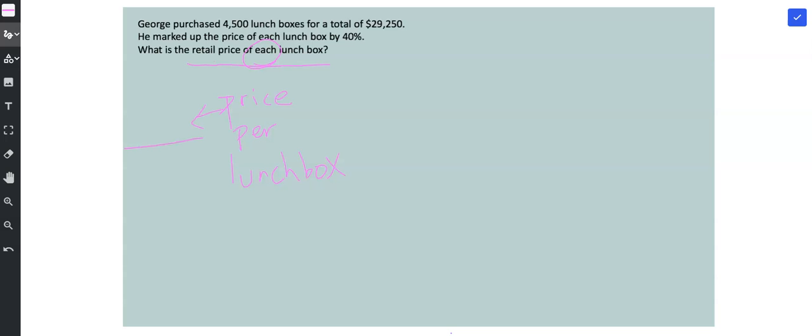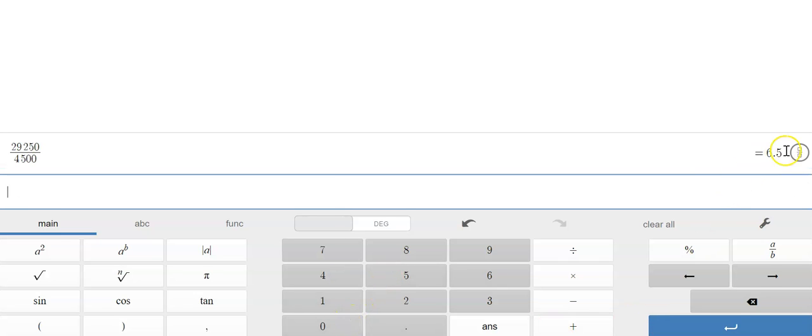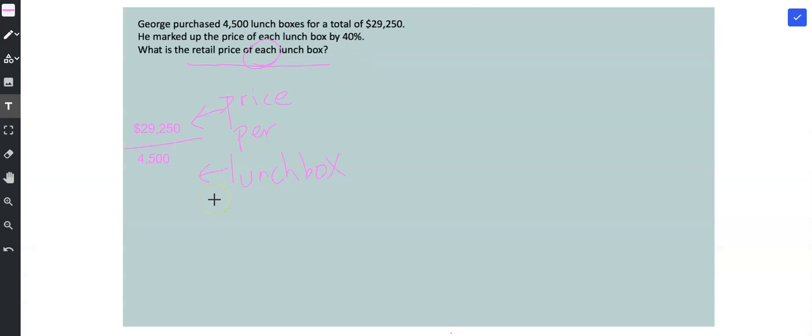So we put price in the numerator and the number of lunchboxes in the denominator. So the price of all the lunchboxes is $29,250. And the number of lunchboxes is 4,500 lunchboxes. So this is a rate, and then to find a unit rate, we must divide. So I'm going to go over to the calculator and type in 29,250 divided by 4,500. And we get 6.5, or if you talk about it like money, it would be $6.50.